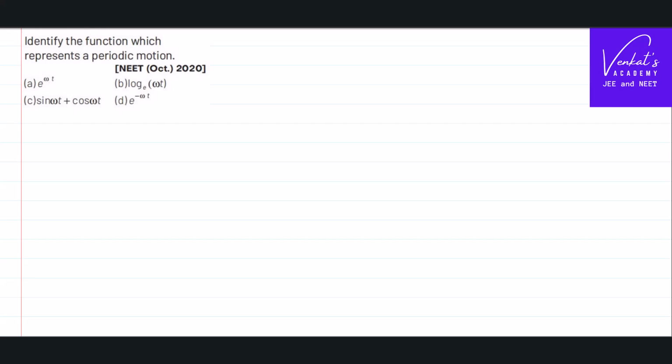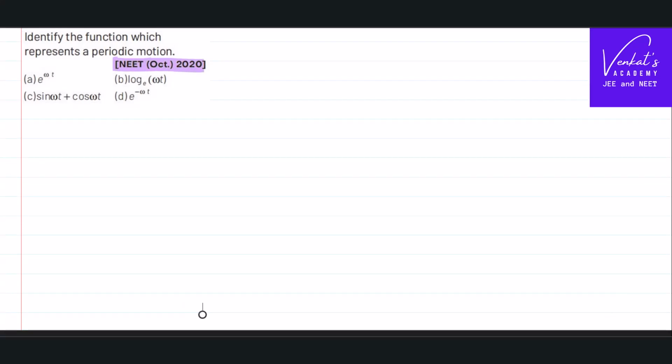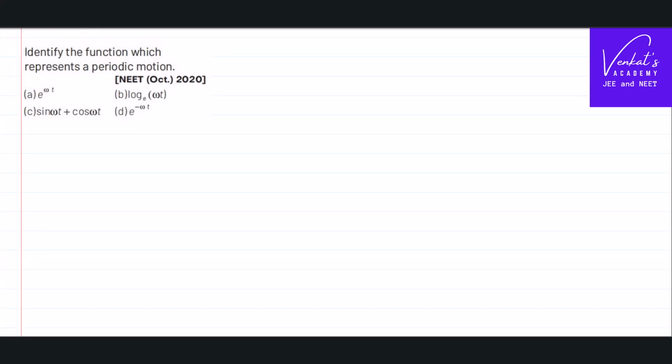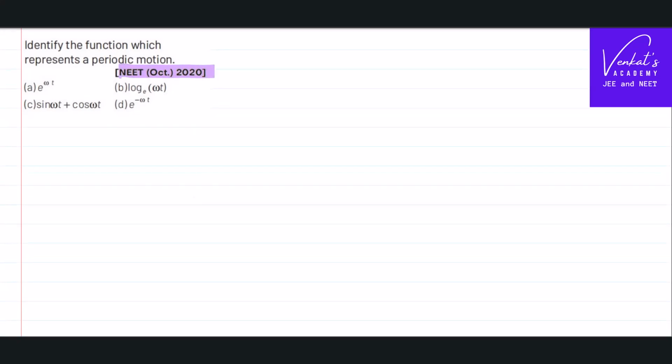Here in this video, we are solving a NEET 2020 question in oscillatory motion. The question is like this: identify the function which represents a periodic motion. So we have to identify a function that represents a periodic function, that was given in NEET 2020.